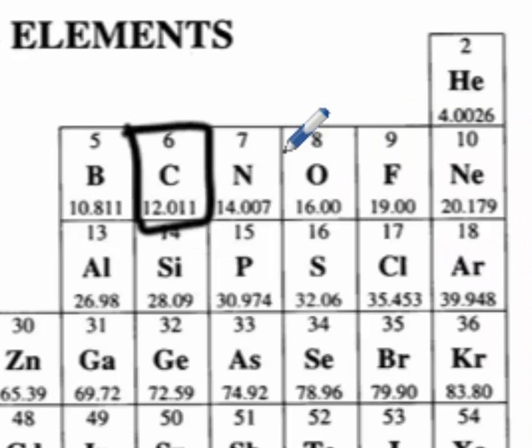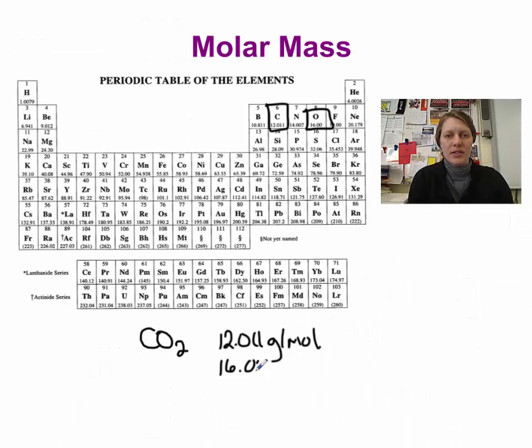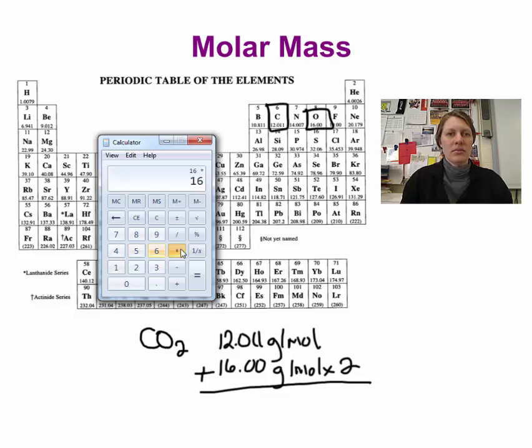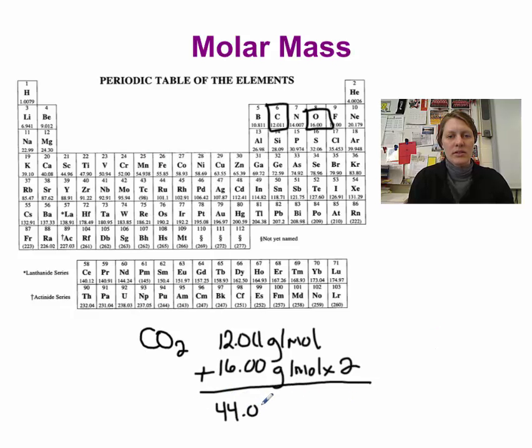And then the oxygen, it's right here, and that has 16.00 grams per mole. And there's 2 atoms of oxygen, so I'm going to multiply that by 2. And then I can add that all together. That's going to be 16 times 2, and then we add to that 12.011 equals, and that's going to give us 44.011 grams per mole for our molar mass of carbon dioxide.